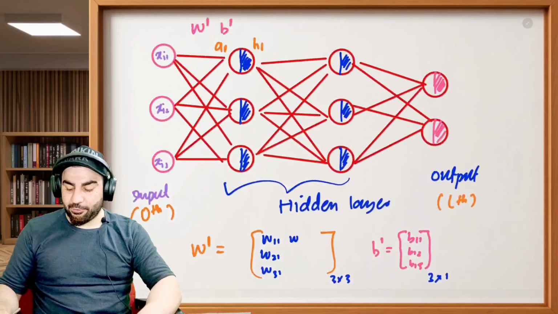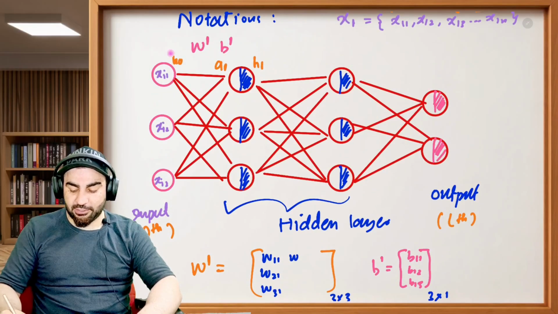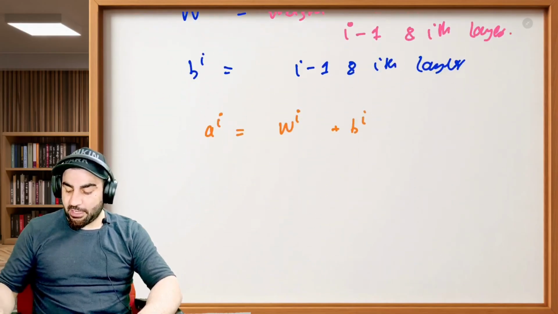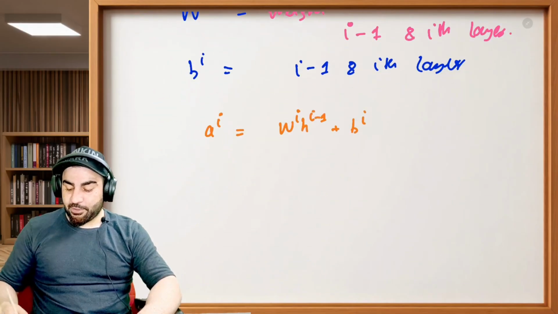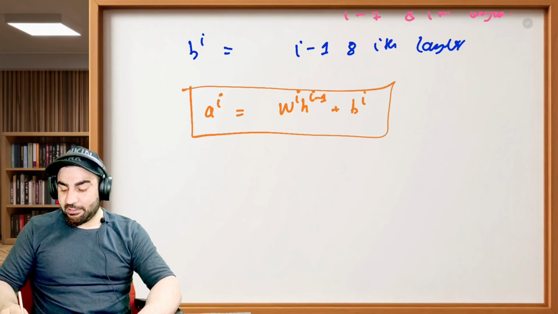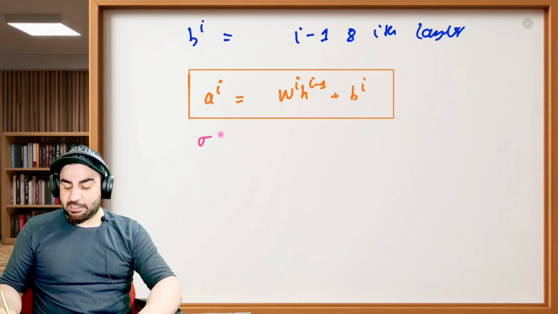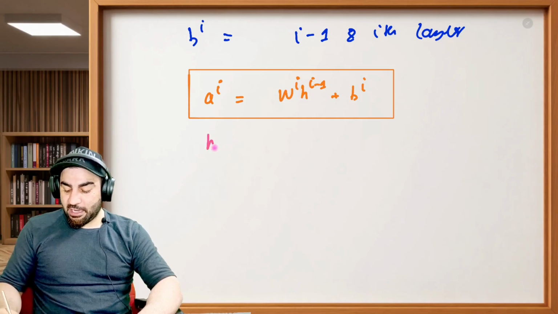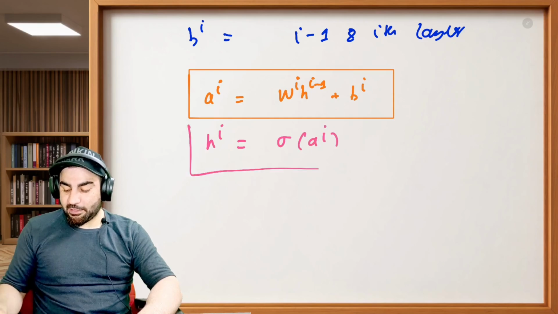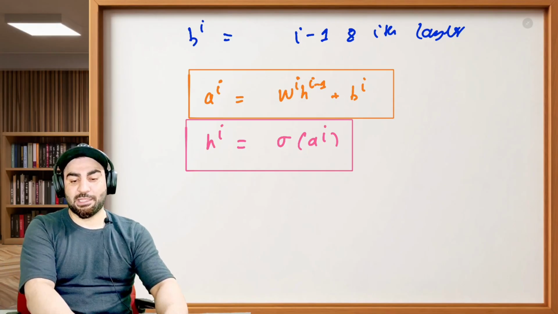The previous here is H1, and before this it was H0, so all these inputs will be called H0. So this will be H(i minus 1). So Ai is equal to Wi H(i minus 1) plus Bi. This is our aggregation. After we aggregate, we have to apply activation. Let's call it sigma, the activation. So Hi is equal to sigma of Ai. Is it clear? Can I assume that you are understanding it?